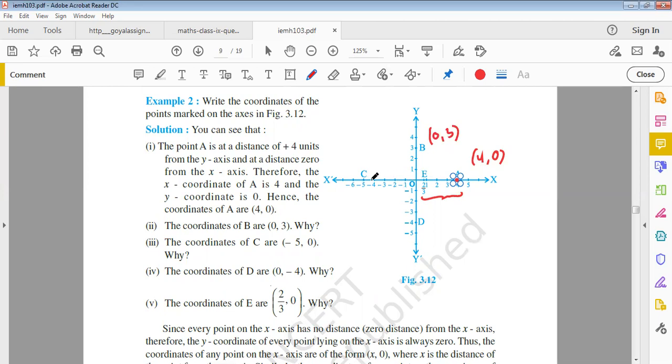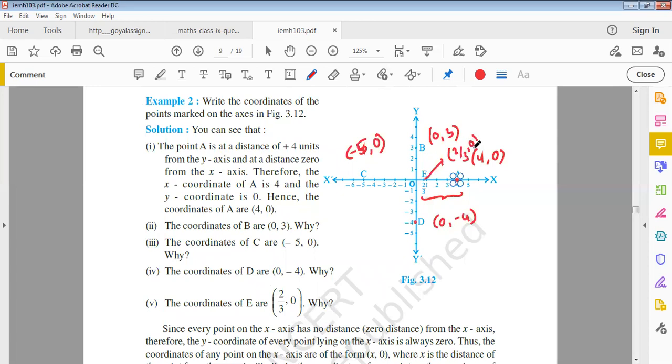And see, you are moving on the left side of the origin, then it lies on the x-axis, then minus 4, minus 5, and from that point, you are not moving, so (minus 5, 0). Similarly, D also will be (0, minus 4). Fine. Now, E, if you see here, 0 to 1, it occupies the distance of 2 by 3, comma, 0.